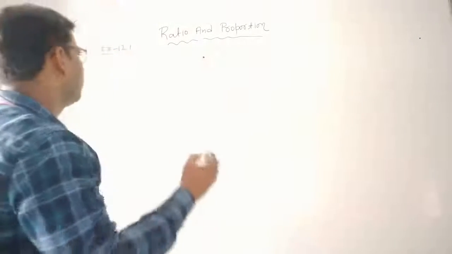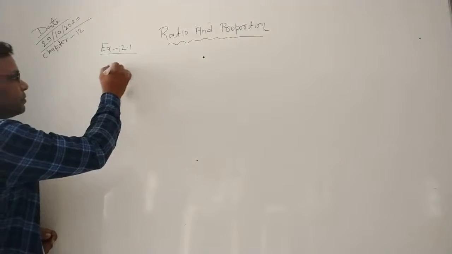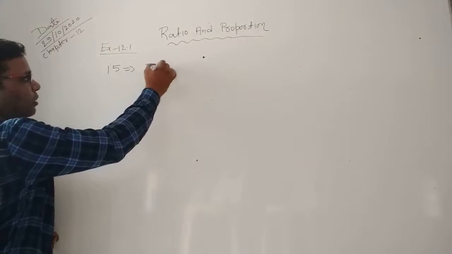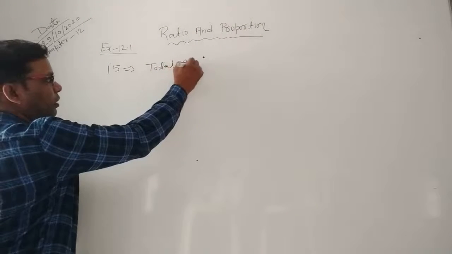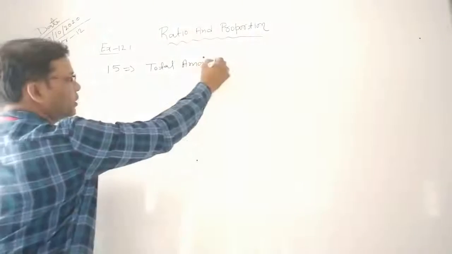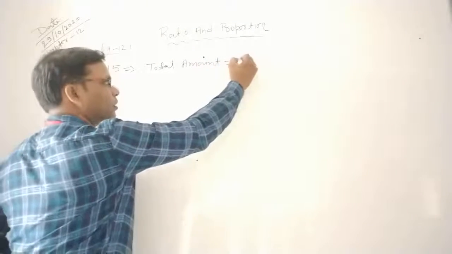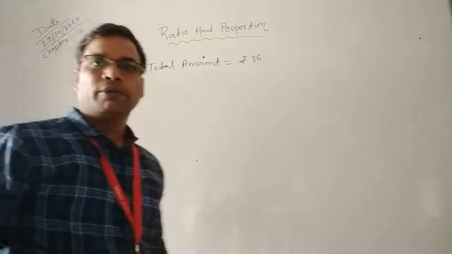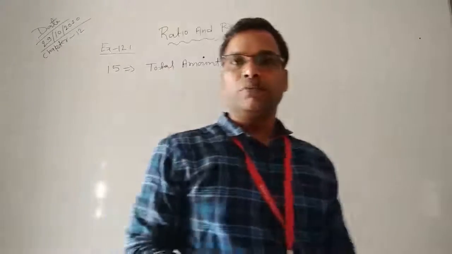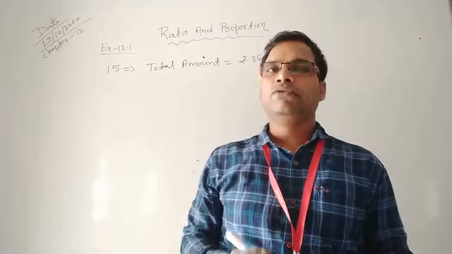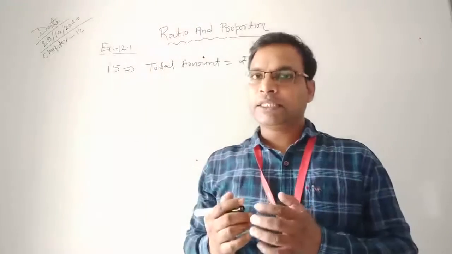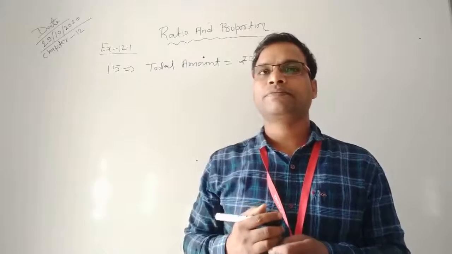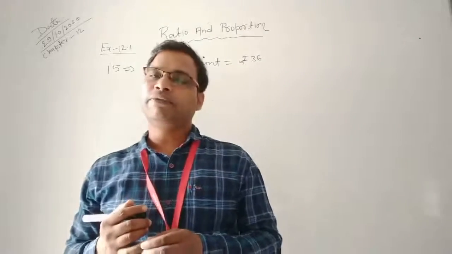So in question number 15, this is given: total amount is equal to rupees 36, and we need to divide this amount between Shreya and Bhumika in the ratio of their age.